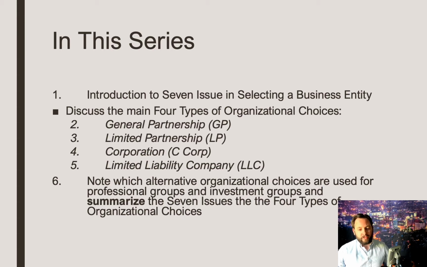And then in our 6th video, we're going to summarize everything by briefly noting some alternative organizational choices that can be used for professional groups, and then summarizing the 7 issues across this matrix of 4 types of organizational choices. And in that process, you will learn the differences between the 4 major organizational choices and when to select one or the other for basic business planning purposes.